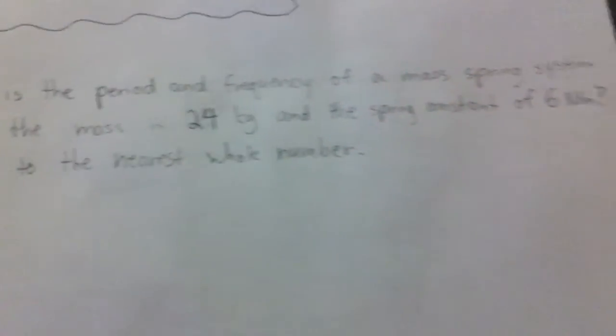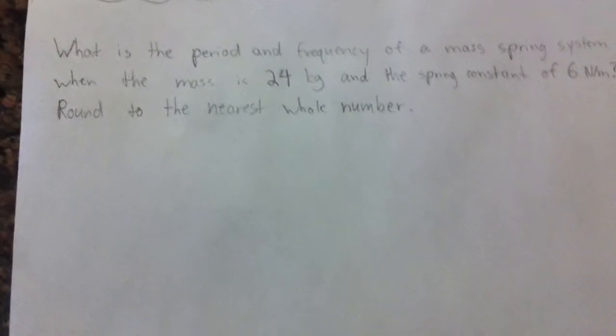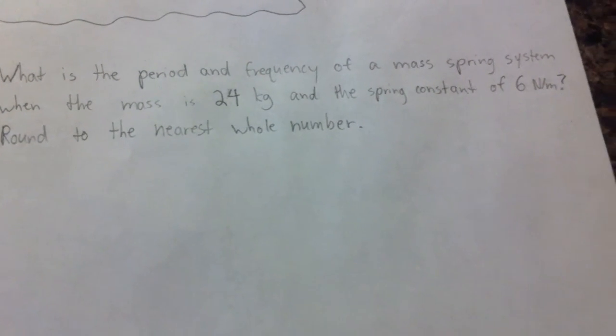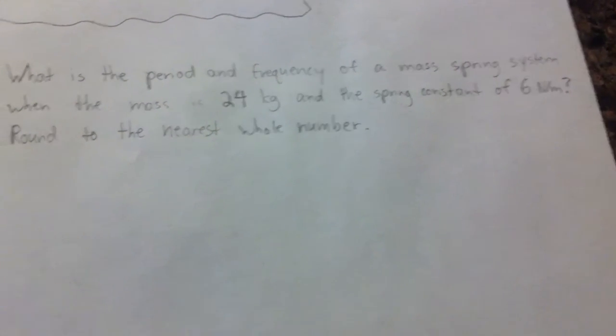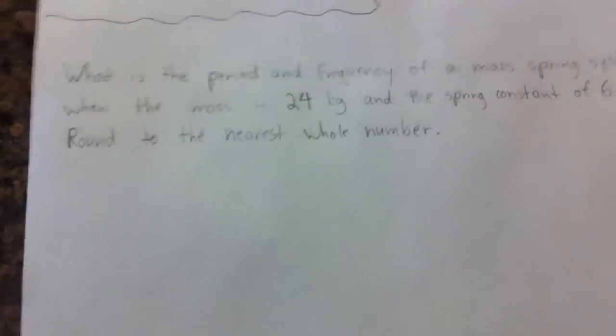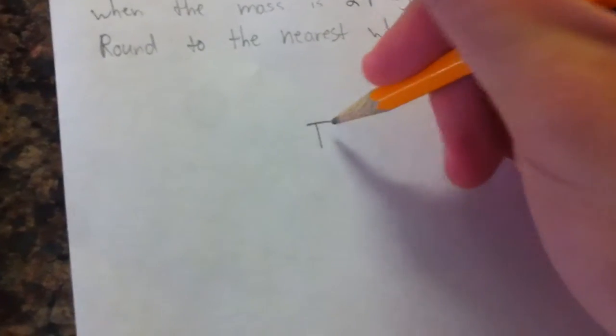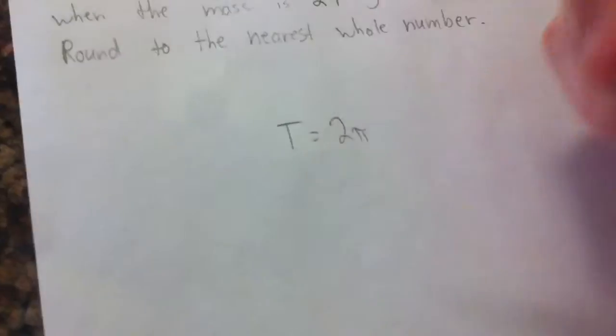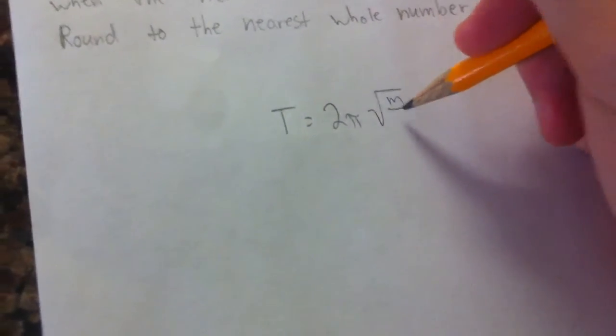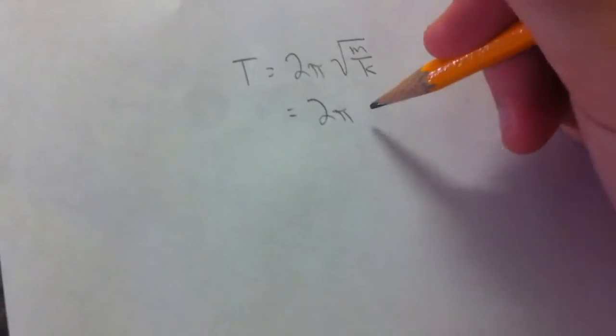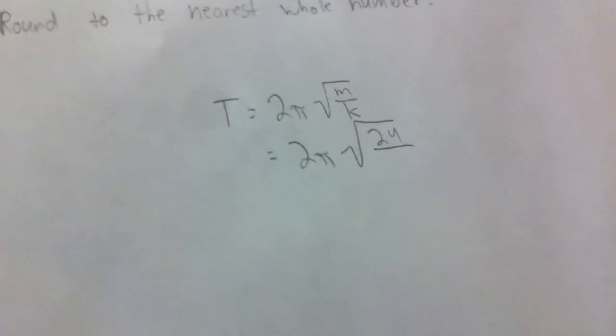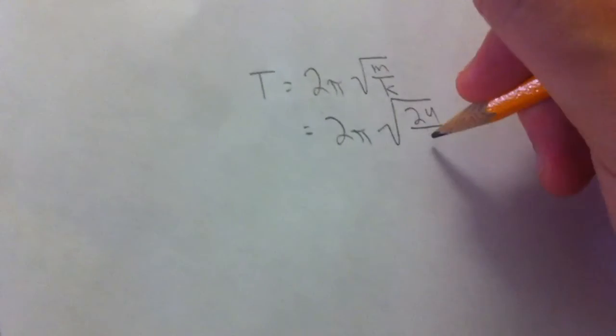What is the period and frequency of a mass-spring system when the mass is 24 kilograms and the spring constant is 6 newtons per meter? Round to the nearest whole number. So let's get our equation down here. And we have m, which is 24, and we have 6, which is our k, or spring constant.